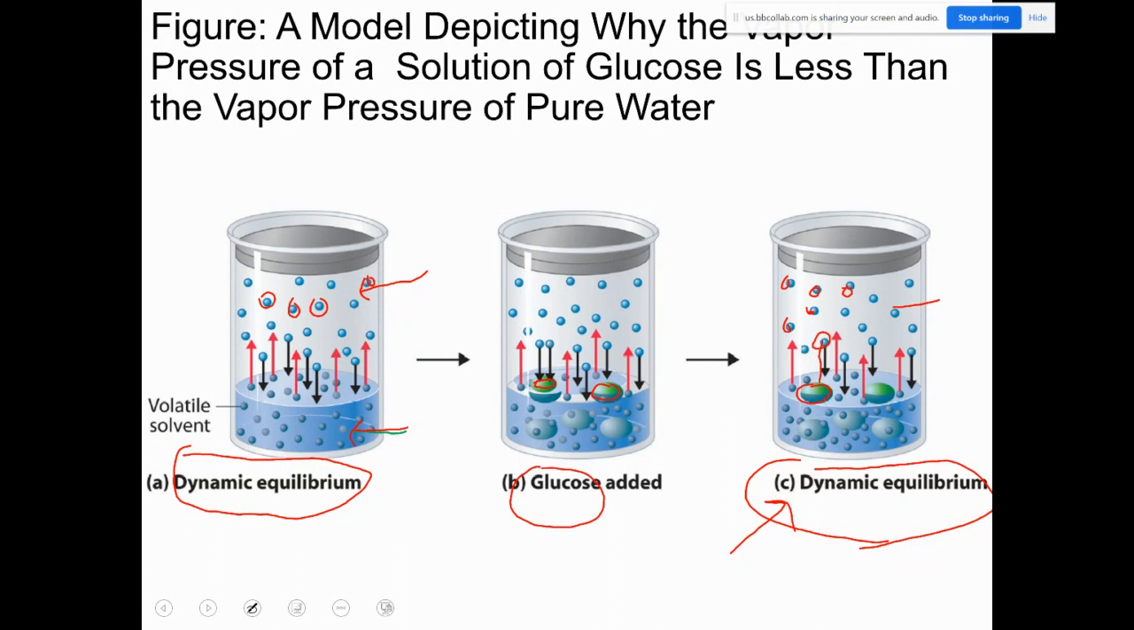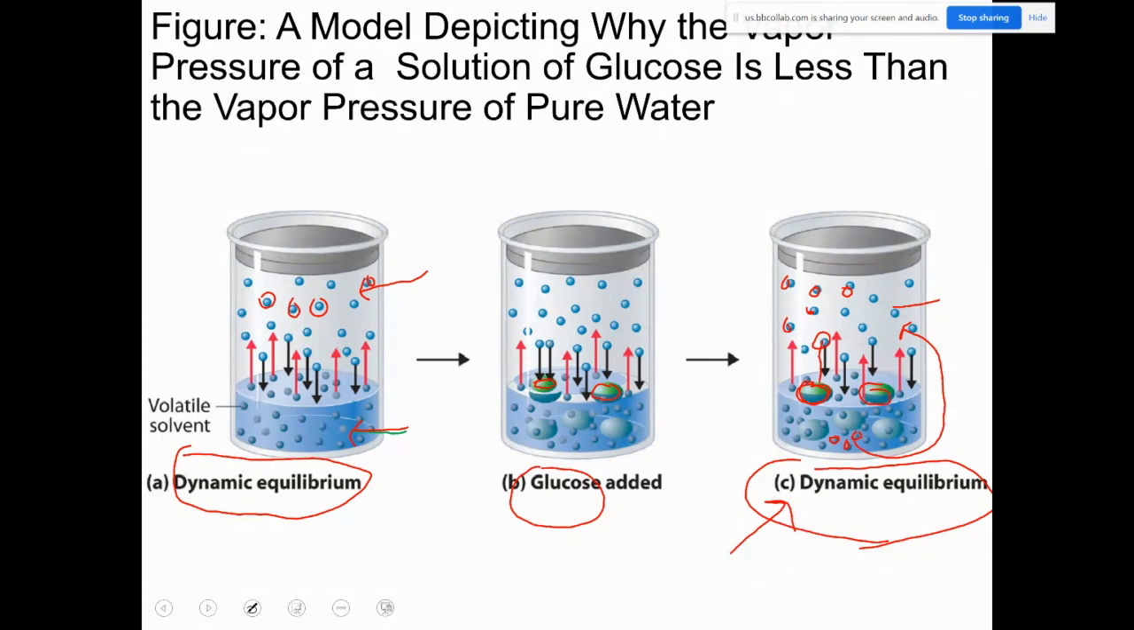Or another rationale that I have seen in some of the books, I think that you can use that rationale as well. So think about this: whenever you have these glucose particles, they are going to be crowded, and they're going to block the solvent particles from going into the vapor phase. And if that happens, that will decrease the vapor pressure above the solution.